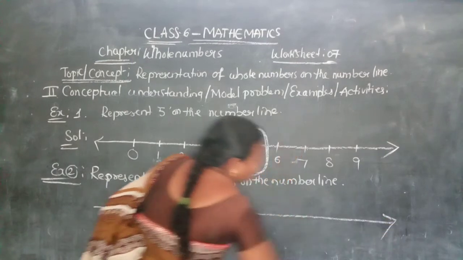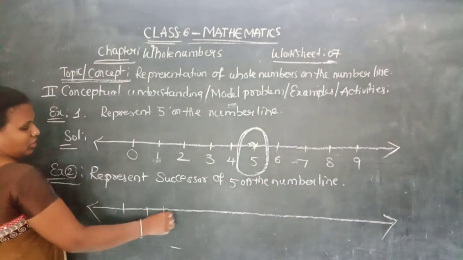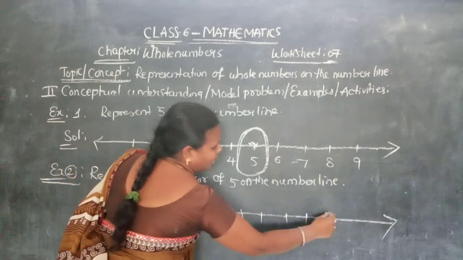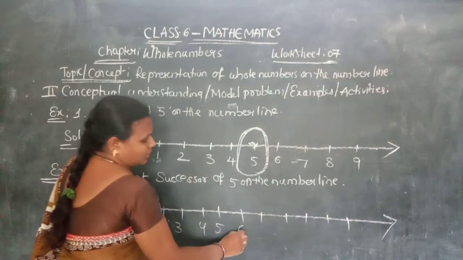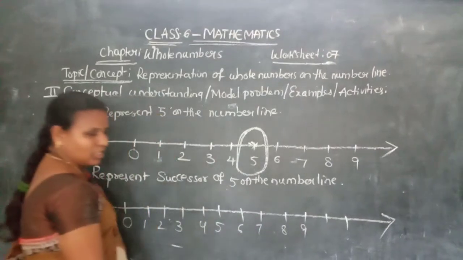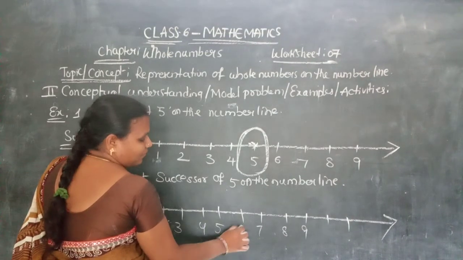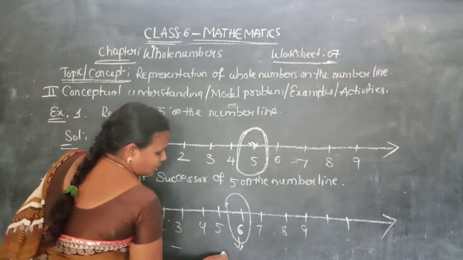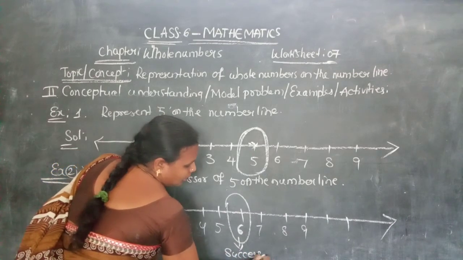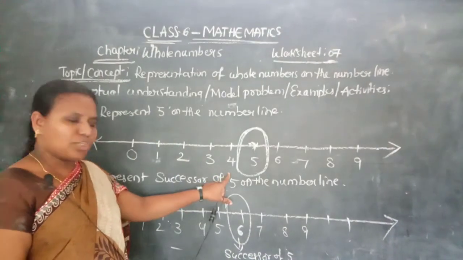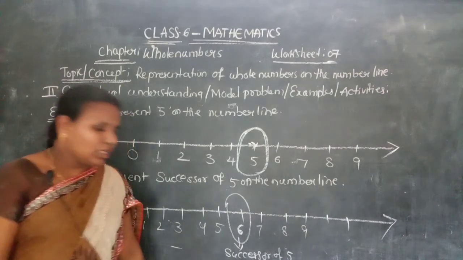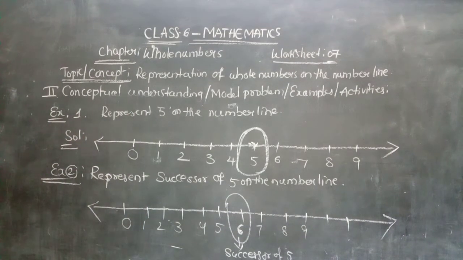Same process: draw a line with equal distance, mark points on it, 0, 1, 2, 3, 4, 5, 6, 7, 8, 9 and so on. So, this is successor of 5, right? If predecessor of 5 is given, then we have to show 4. Write this. Successor and predecessor. Please note that point.